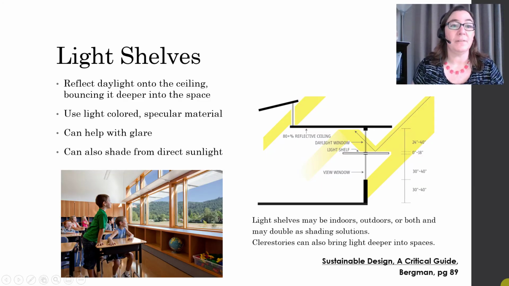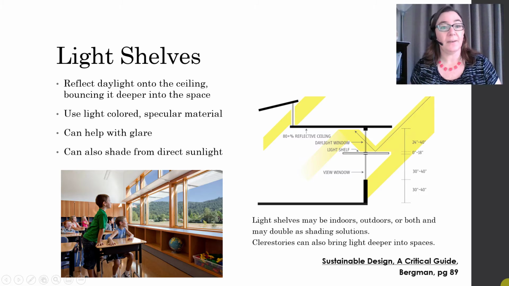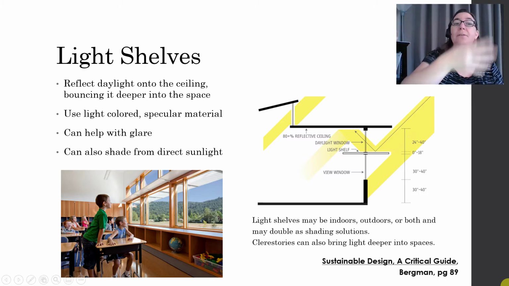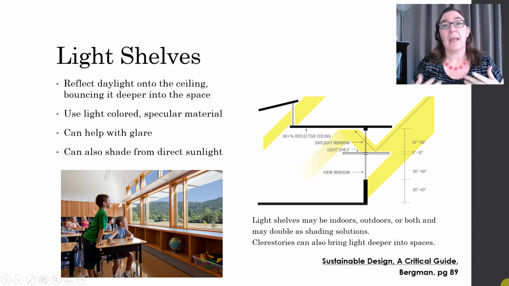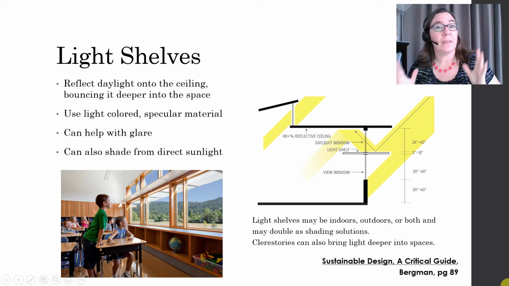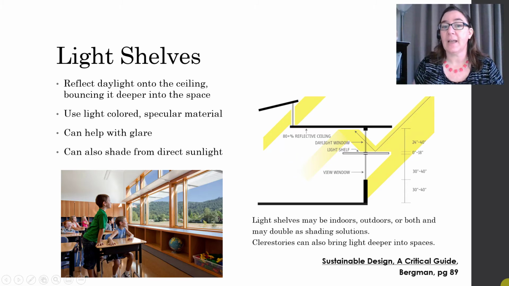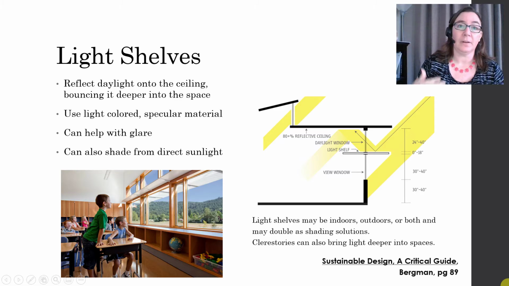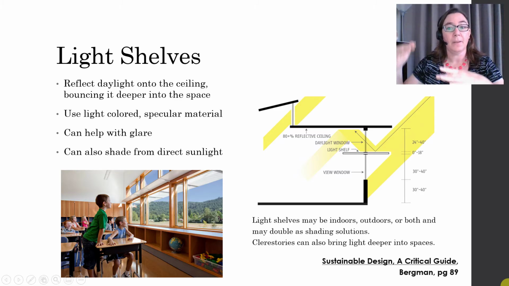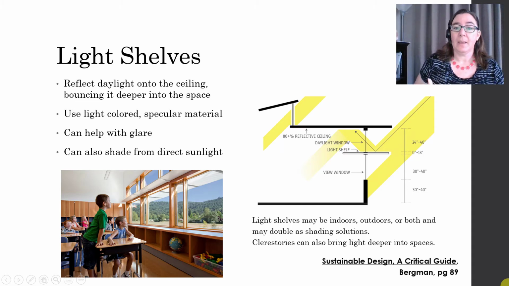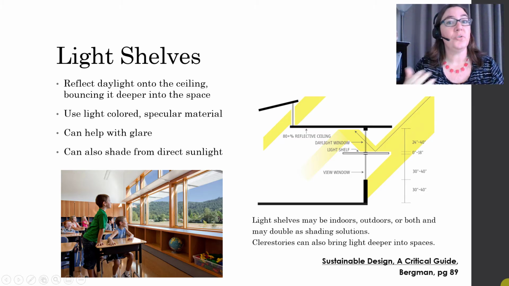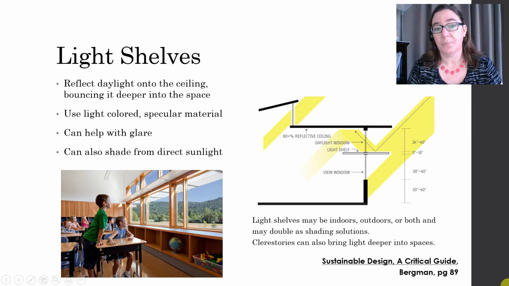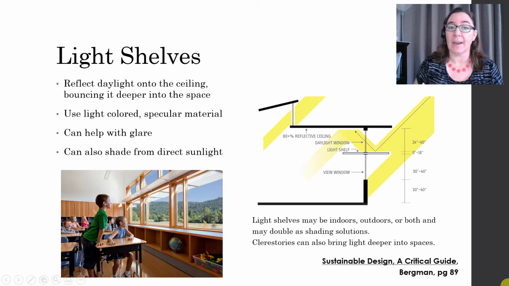I mentioned light shelves earlier. Light shelves will reflect daylight up onto the ceiling of a room, and therefore bounce it deeper into the space. What you want to do is build your light shelf out of a light colored specular material, not necessarily a reflective material, but specular. And that will allow the light to penetrate even deeper than that 2 times rule of thumb we mentioned. Light shelves can help with glare and shade from direct sunlight, so help with heat gain also.